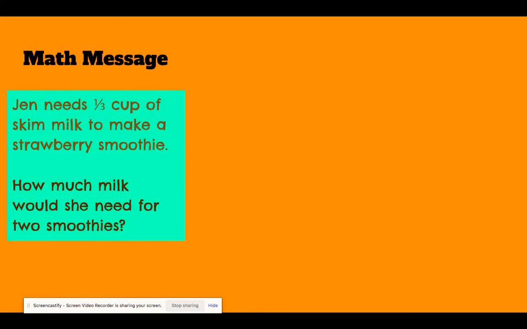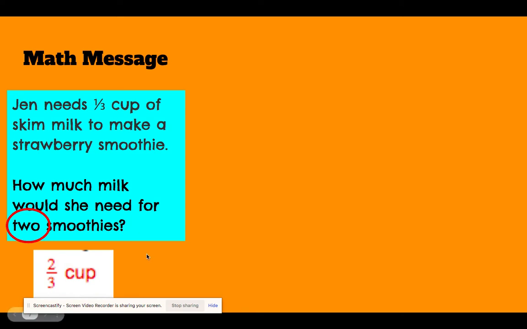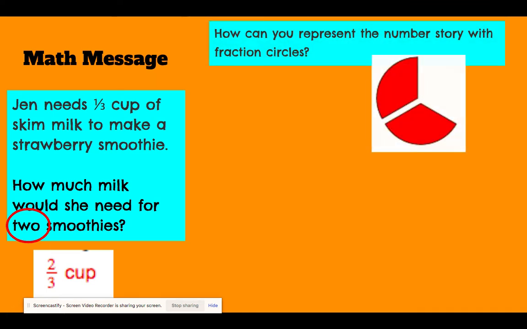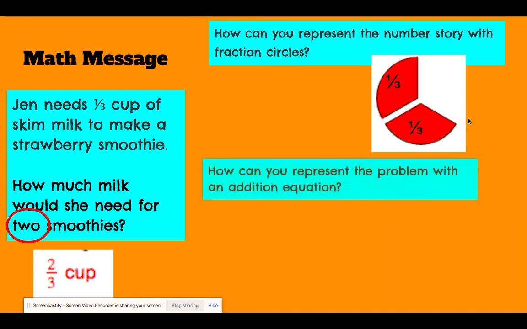Let's look back at the math message, but this time we're going to talk about more than one smoothie. Jen needs 1/3 cup skim milk to make a strawberry smoothie, same as the math message. But this time, how much milk would she need for 2 smoothies? The answer there is 2/3 cup. You can do that one in your head, but let's break it down. How can you represent the number story with fraction circles? If your red was a whole, you would have 2 oranges as your 2/3 cup: 1/3 and 1/3.